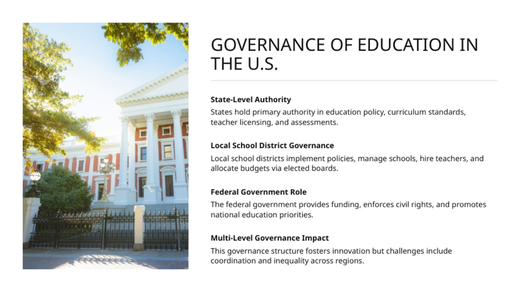It provides funding to support schools, enforces civil rights laws to ensure equal access and non-discrimination, and promotes national education priorities like innovation and access. Bringing all these levels together creates a multi-layered governance structure. While this setup encourages innovation, because different regions can try new approaches, it also presents challenges. Coordination can be difficult across different levels, and disparities may arise between regions, leading to inequality in educational opportunities.